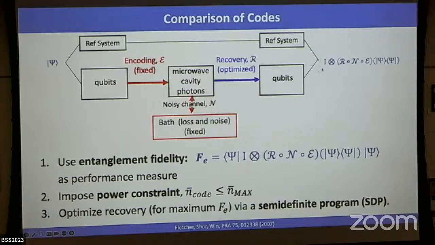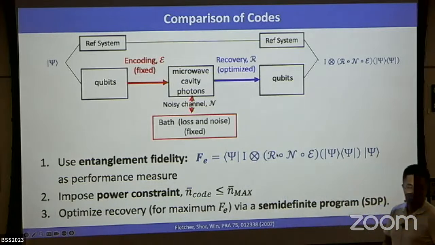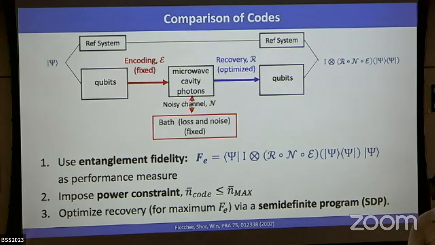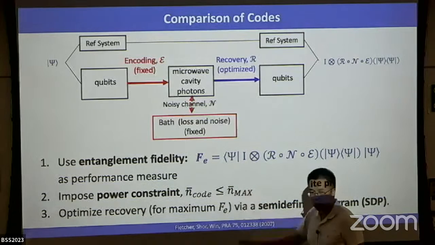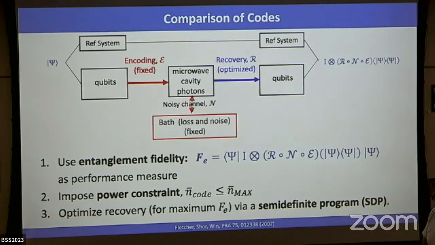One way to compare how close it is, is to compute this entanglement fidelity. So this is the output sandwiched by the original input, and that gives you this definition of entanglement fidelity. We consider a special case where psi is the maximally entangled state put in, which is a Bell state for the case of qubits. We impose a constraint that the average photon number for the code is no larger than some maximum photon number, and we choose it to be some number like 10. And then we optimize the recovery via semi-definite program. Okay.